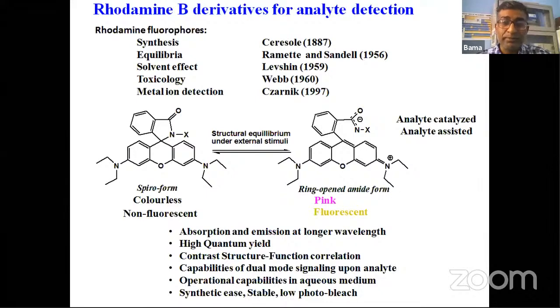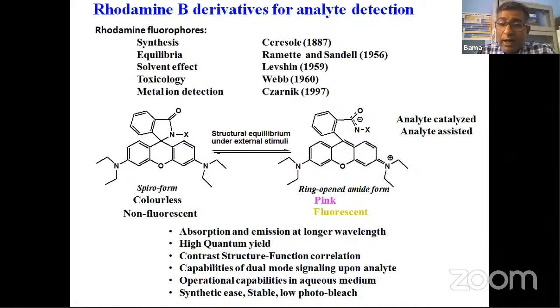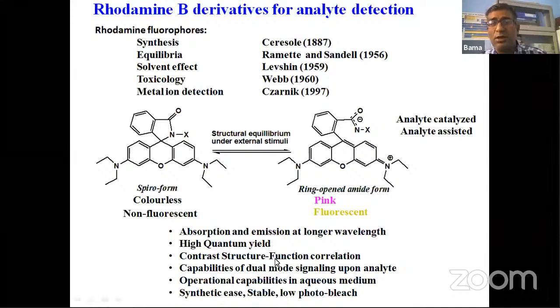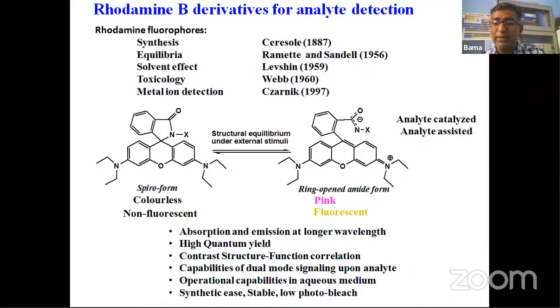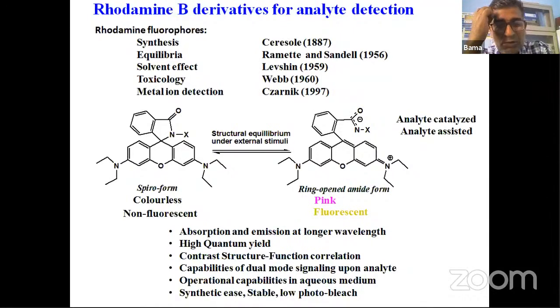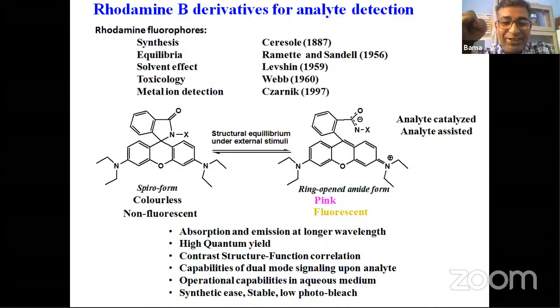I mean to say, it has several advantages: absorption and emission at longer wavelength, high quantum yield, and all those things. It has a structure-function correlation. It has the capability of dual mode signaling, operating in aqueous media, and it is synthetically very easy, stable, and has low photobleaching. Because of this, we have preferred this molecule, because it is economically very viable.